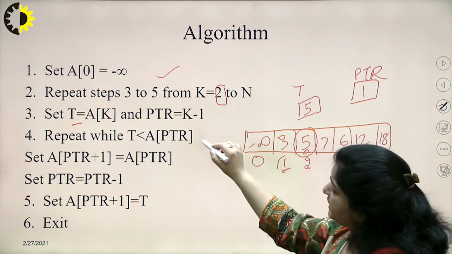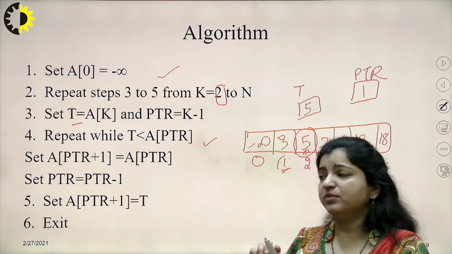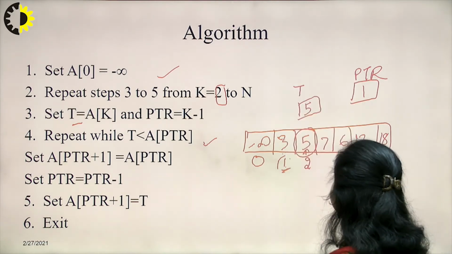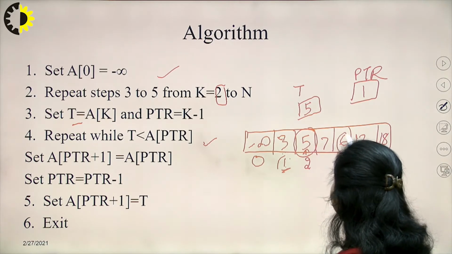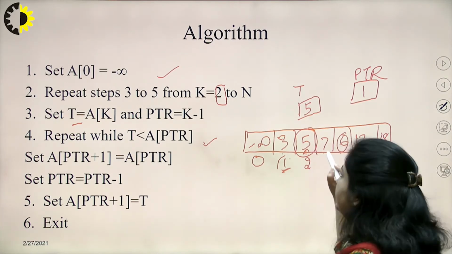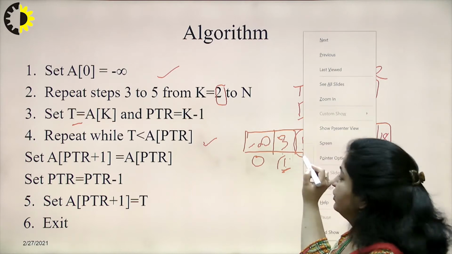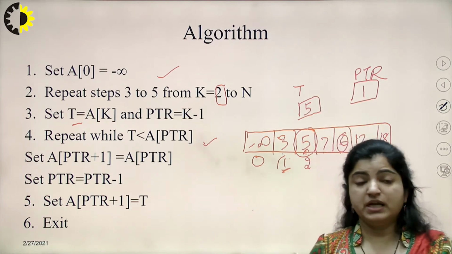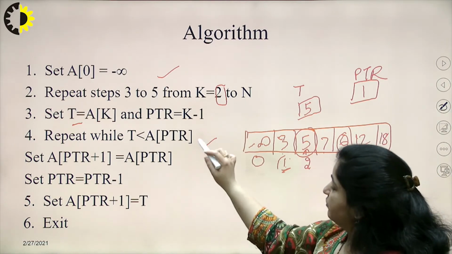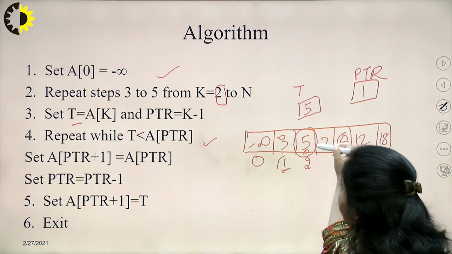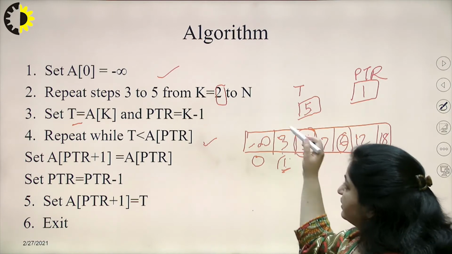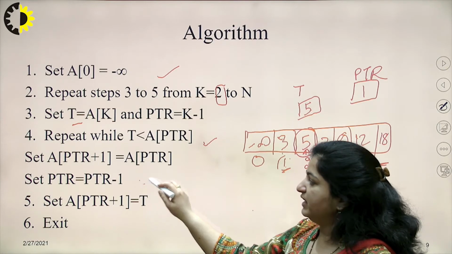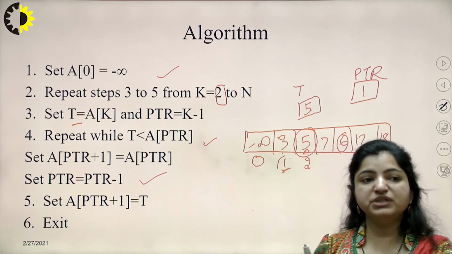And we'll keep on repeating the steps. Why is the repetition done? Because you have to compare this value with the earlier values also. Suppose we are comparing the value 6. It should be compared with 7, with 5, and with 3 also. In this manner we'll keep on proceeding, checking whether this value is less than the previous value. If it is, we'll keep on decrementing the value of PTR in order to do these comparisons.